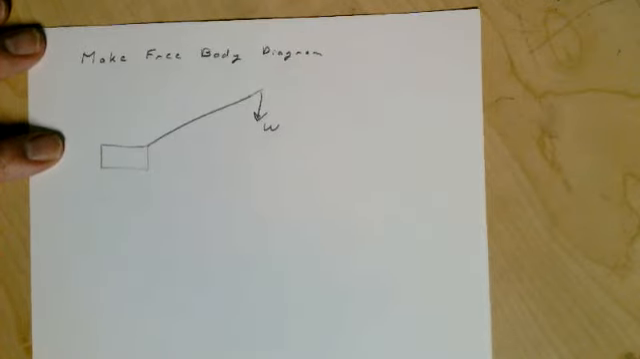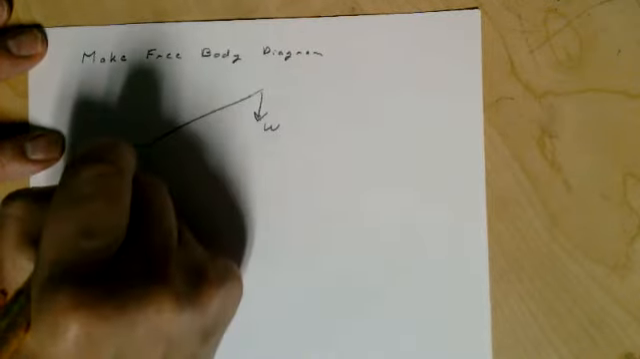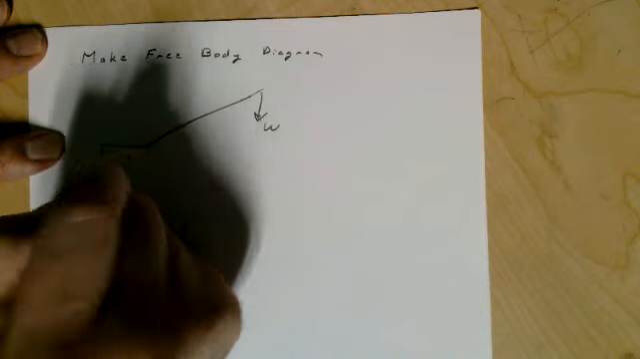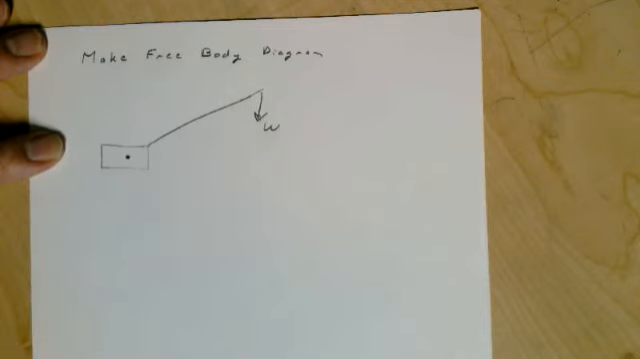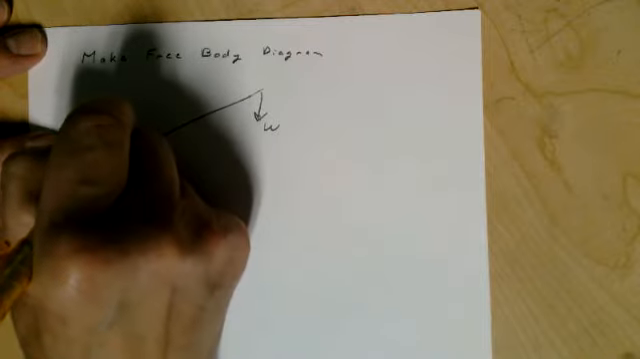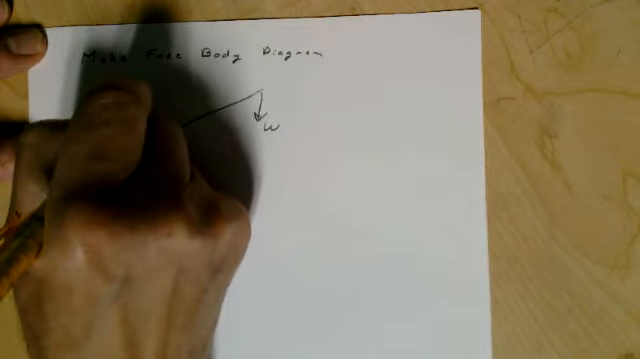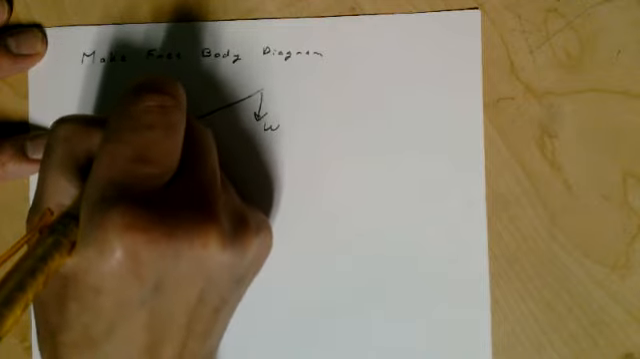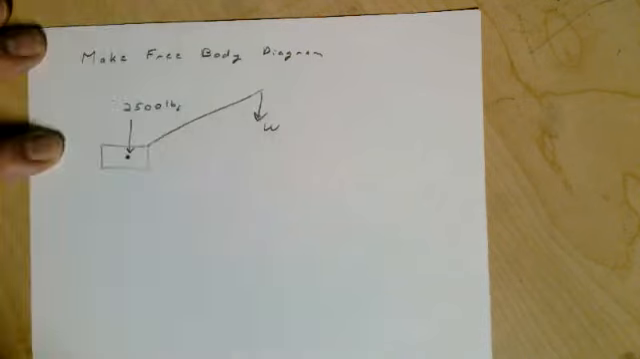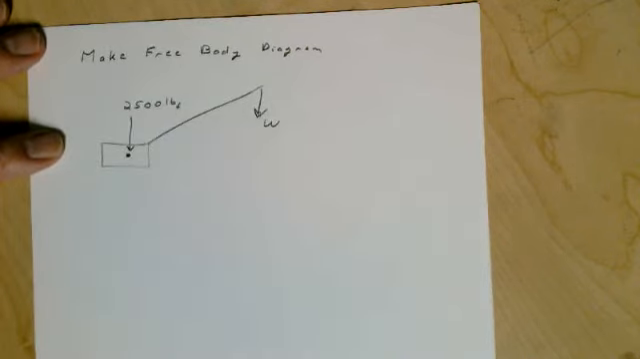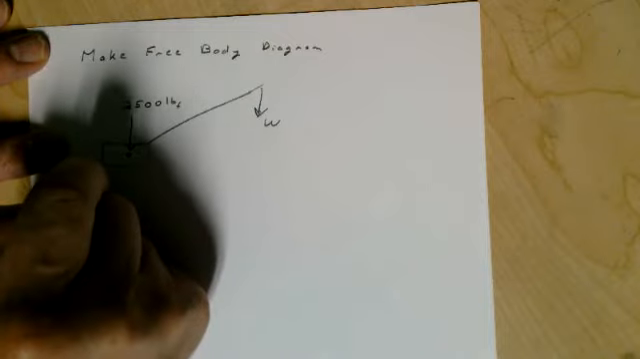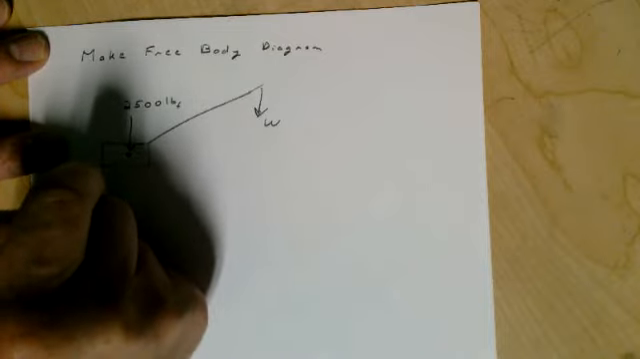Have some weight out here. Then we're going to have this point G. That's where 2,500 pounds is applied. Remember, the center of gravity is G, so that means that's where the 2,500 pounds is applied. Then at point A is going to be a reaction here.